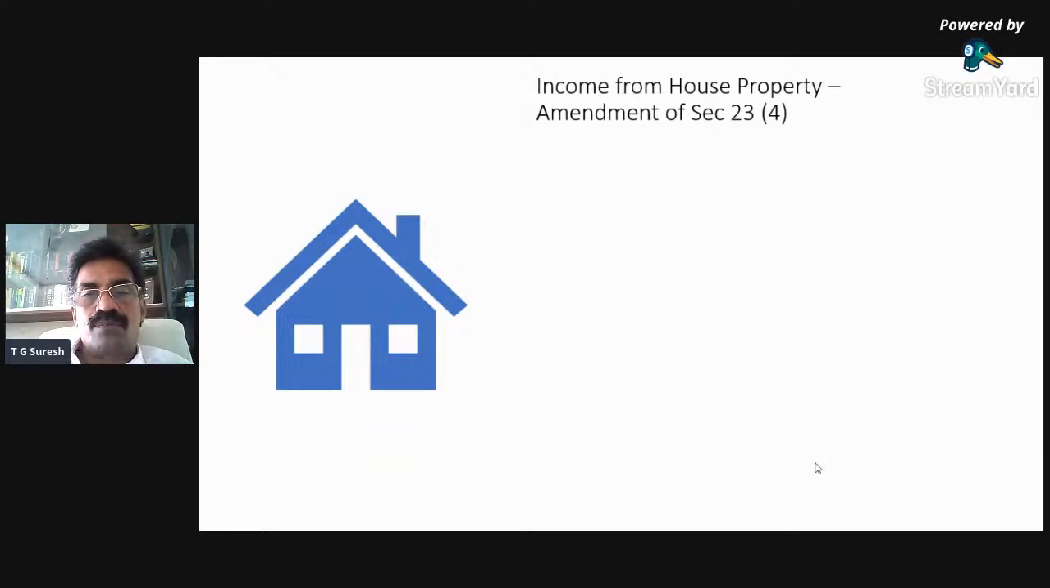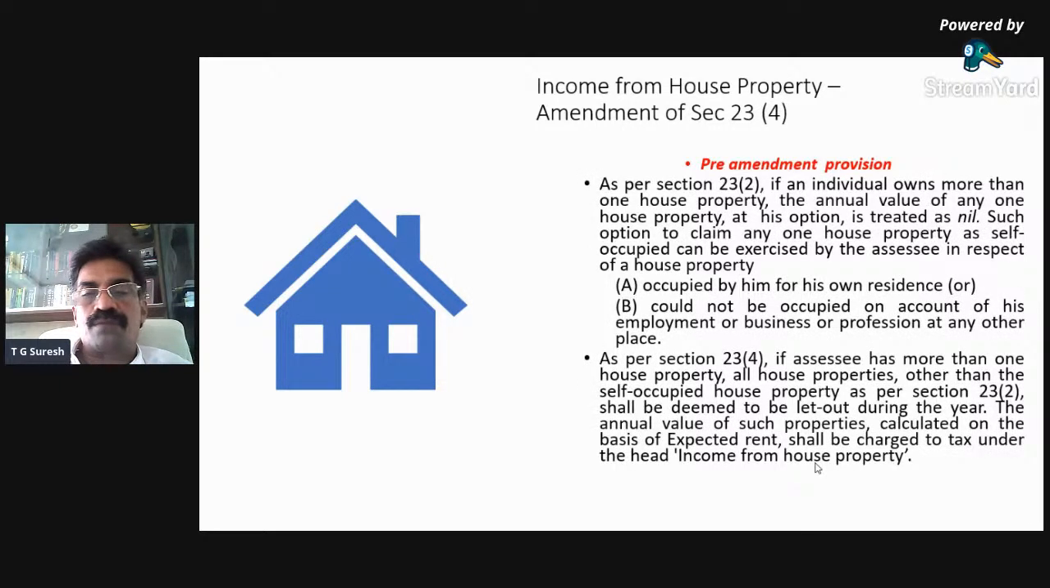So let's see what is the position before the amendment. Now, as per section 23(2), if an individual owns more than one house property, the annual value of any one house property, at his option, is treated as 0. Such option to claim any one house property as self-occupied can be exercised by the assessee in respect of a house property occupied by him for his own residence, or which could not be occupied on account of his employment, business or profession at any other place.